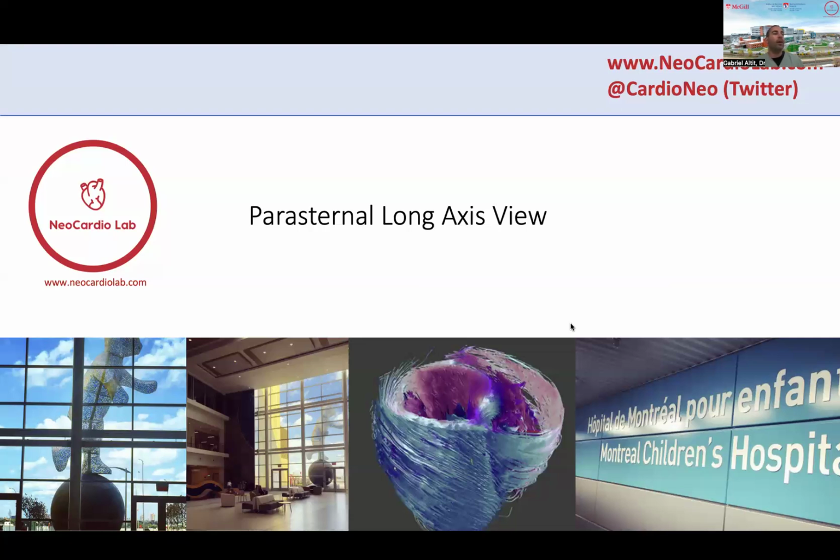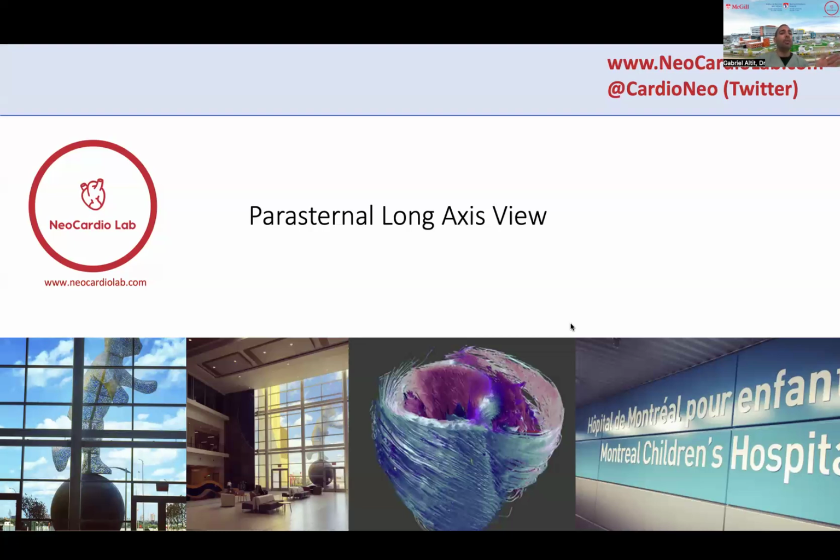Versus if you have a 4 kilo term baby, very stable, and you're asked to do an evaluation for infant of diabetic mother hypertrophy, and the kid is hemodynamically stable, then probably you have more time to really assess the heart fully. Those are just two extreme situations.